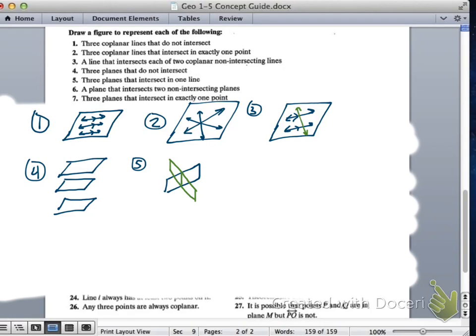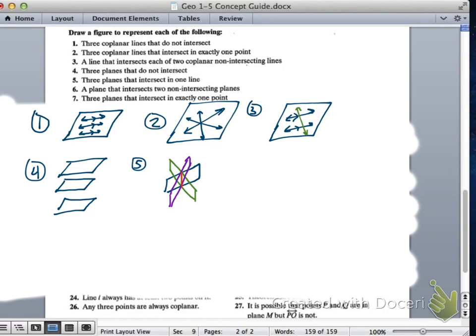Next, 3 parallel planes. That's really just the way you draw it. Imagine a book, the front and the middle and the back page of a book. Those are 3 parallel planes, if you will.